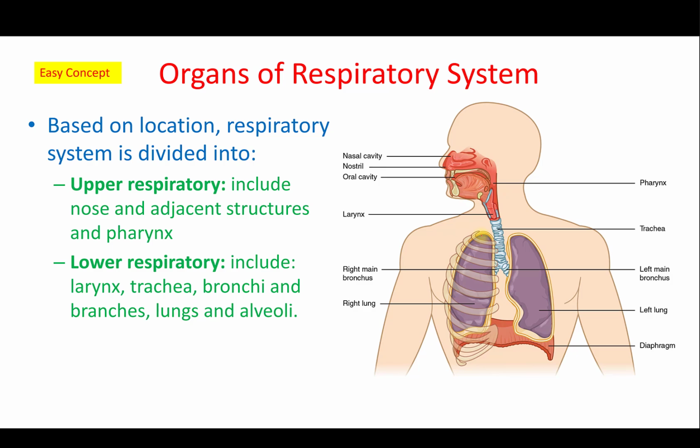Then another way of looking at the respiratory system is by divisions. There is the upper respiratory system, which includes mainly the nose and the pharynx, the back of the nose and the mouth. So all of this is the upper respiratory system. Then we have the lower respiratory system, which is the larynx, the trachea, the bronchus, and the lungs. And of course, inside the lungs, we will have the alveoli, part of the lower respiratory system.